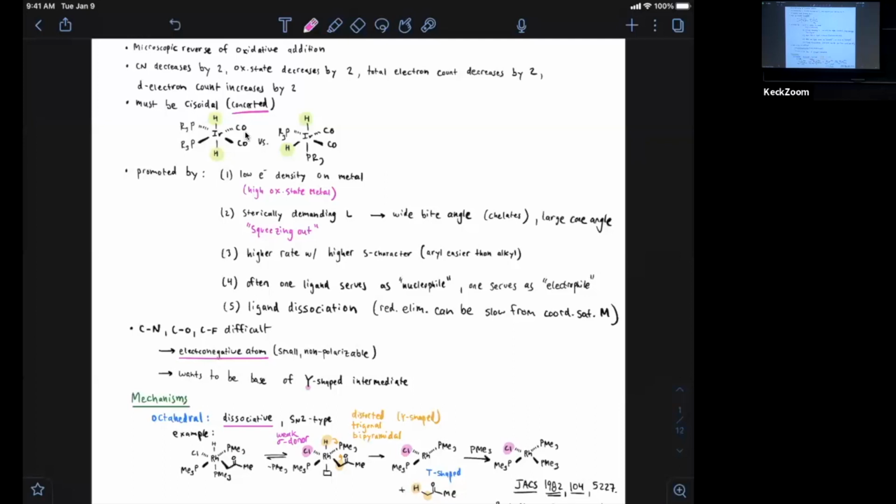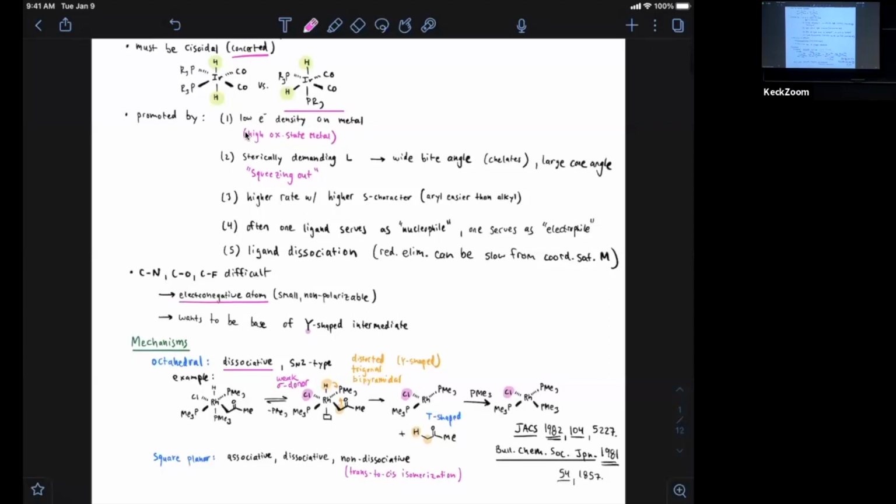So they need to be in the cisoid relationship, which is the one drawn here. Again, that follows from what we covered in oxidative addition, where in concerted oxidative addition, the two new groups are initially introduced cis. They might later undergo geometric reorganization.